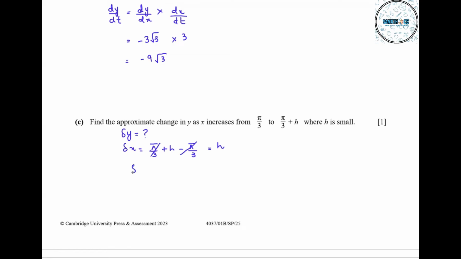We have delta y upon delta x is equal to dy upon dx. And delta y is equal to dy upon dx multiplied by delta x, which is equal to minus 3 under root 3 into h.